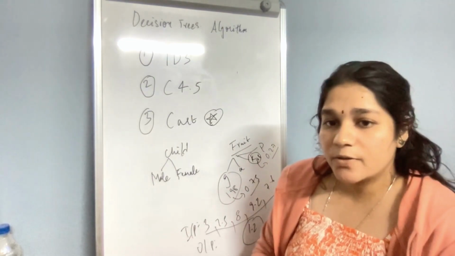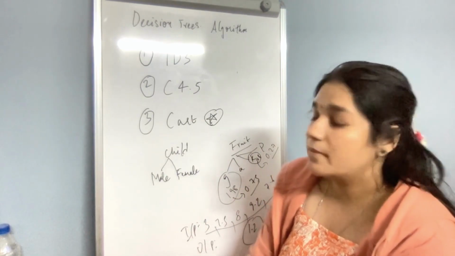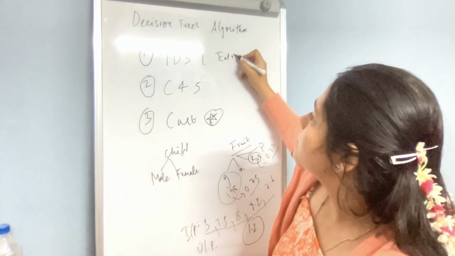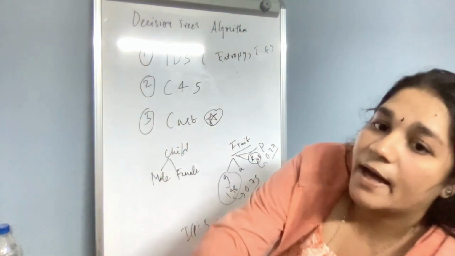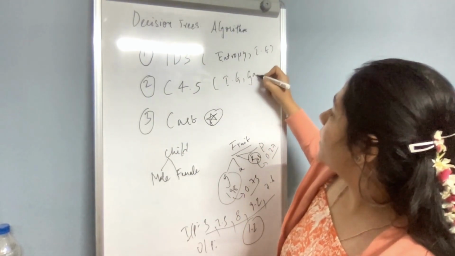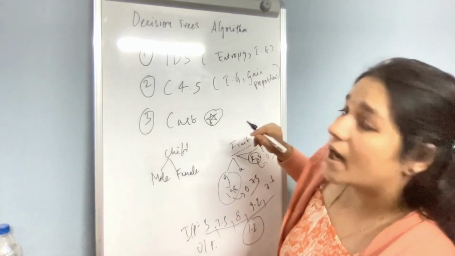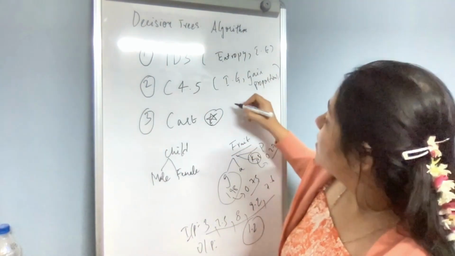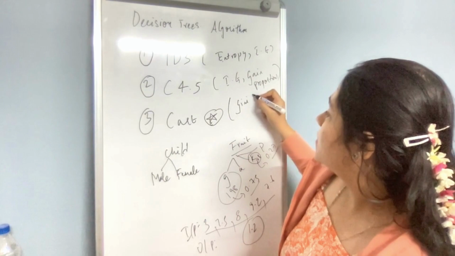In the ID3 algorithm, like I told you, it is a classification algorithm, and in this particular ID3 algorithm I will mostly be using entropy and information gain. In the C4.5 algorithm I will be using information gain and gain ratio. CART usually stands for classification and regression trees, and here it uses the Gini index.